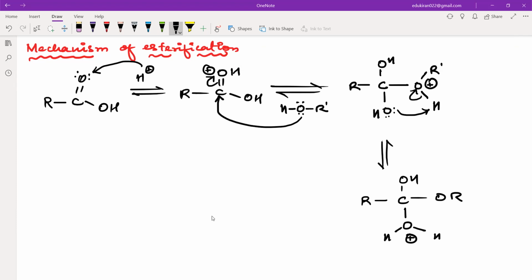Then here you can see that there is a formation of water. So water will be leaving out. So minus H2O, and you are going to get R C positive, OH, and OR. Correct, guys? Yes or no? Tell me.